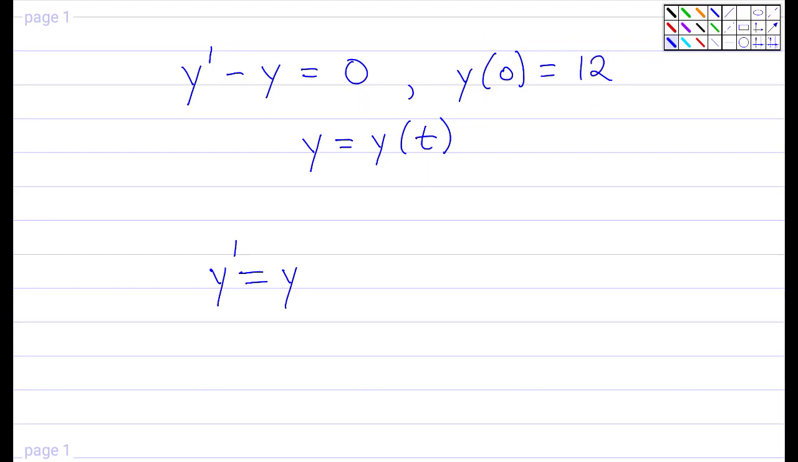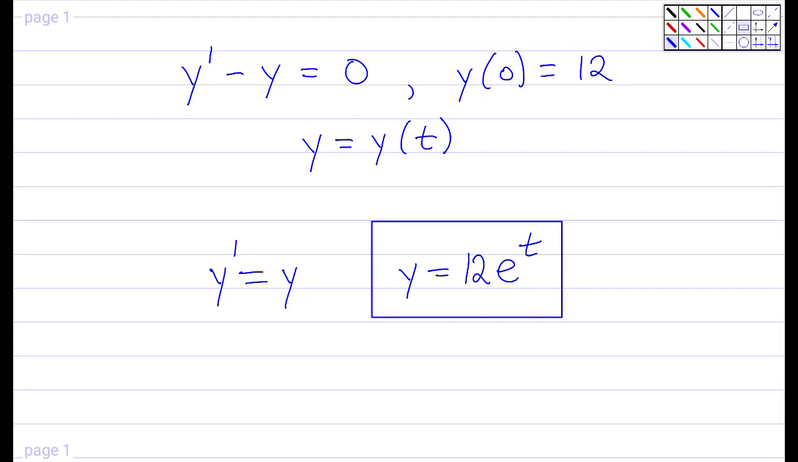Well, what function is its own derivative? There's only one function like that. It's e to the t. If I want 12 to come out when I plug in 0 for t, well, that's as easy as multiplying this by 12. That's the answer to this differential equation. I'm kind of embarrassed that it only took me about 30 seconds.